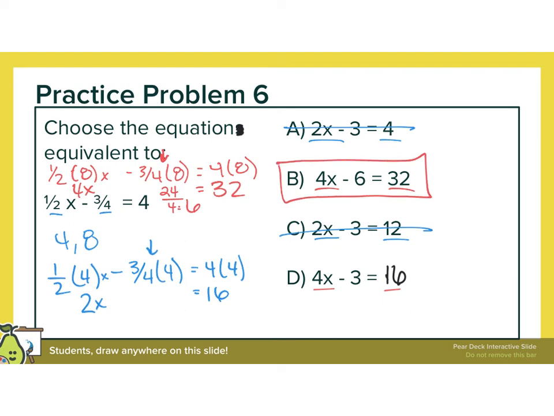If you didn't follow all that, don't worry about it. Tomorrow's lesson is all about the actual multiplying and getting rid of the fraction. But if you were able to figure it out, then choice B was your answer. Now it's time for your exit ticket. You're going to be telling me what to multiply by, and I think that might be it.